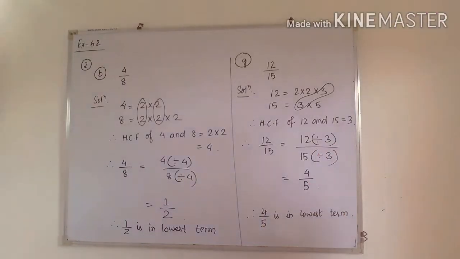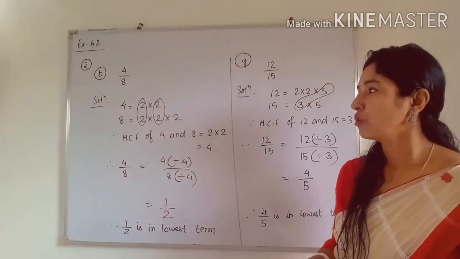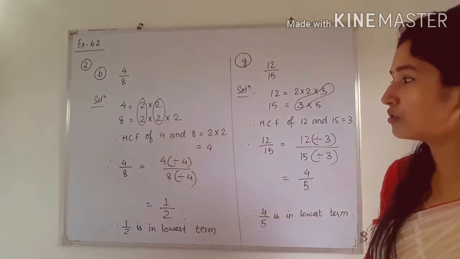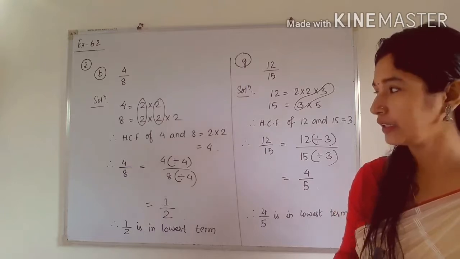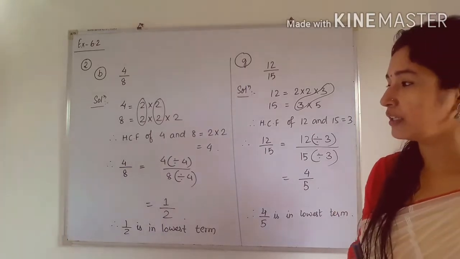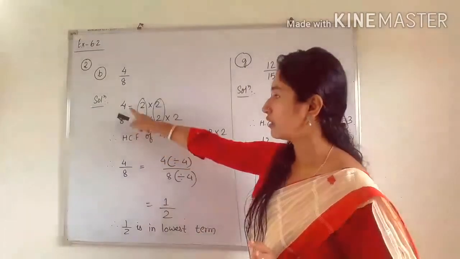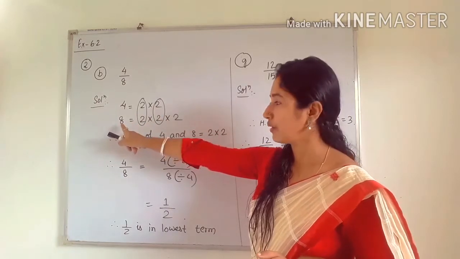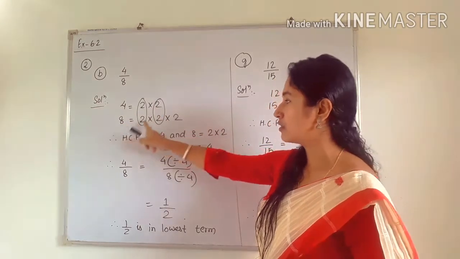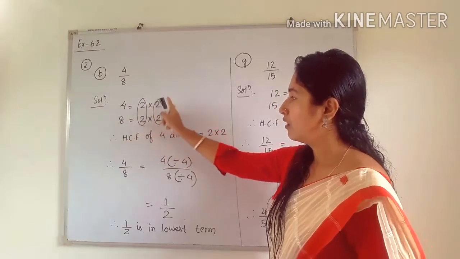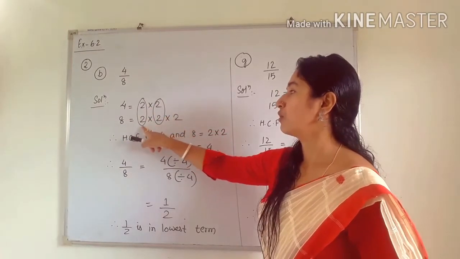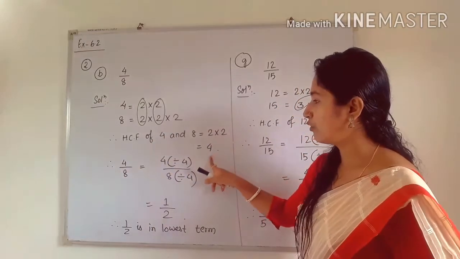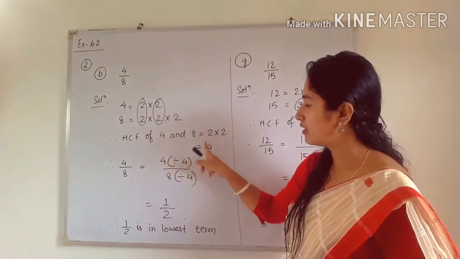Here we have to reduce the fraction to its lowest term. First of all we have to find the HCF of the numerator and denominator. We have methods for finding the HCF, so we will apply that method. The prime factors of 4 are 2 and 2. Similarly, the prime factorization of 8 is 2 into 2 into 2. So the common factors are 2 and 2. In case of HCF we multiply the common factors, so 2 into 2 will be 4. That means the HCF of 4 and 8 is 4.